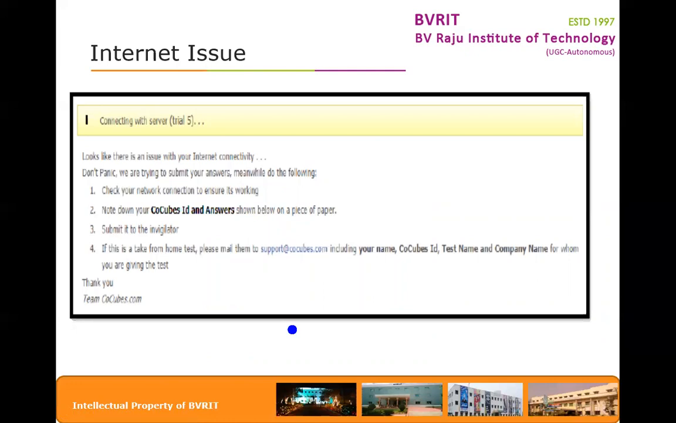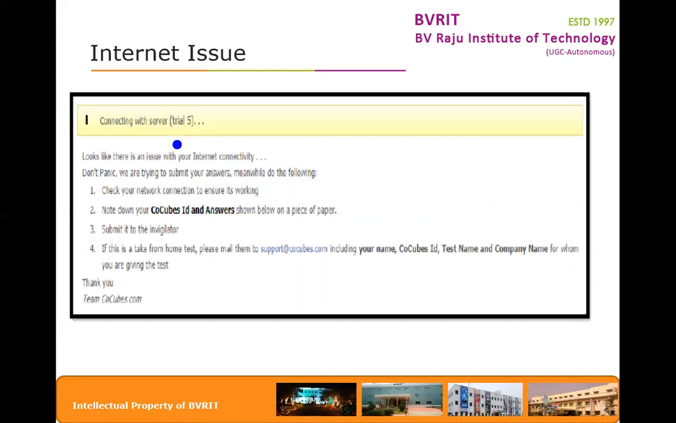The internet issue, if at all it is appearing, will show like that: connecting with server, trial 1, 2, 3, 4, 5, and it will keep on trying. What you're supposed to do here is close the browser and reopen it. Before reopening the browser and starting the test once again, please ensure that your internet connection is very, very stable.